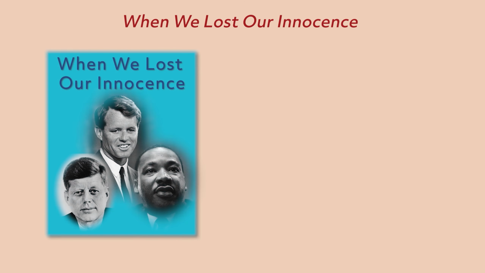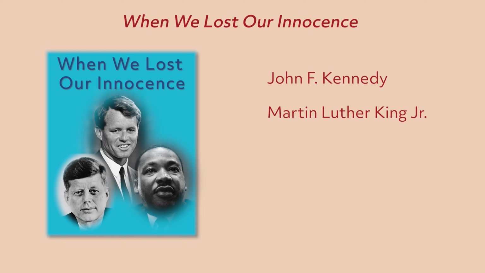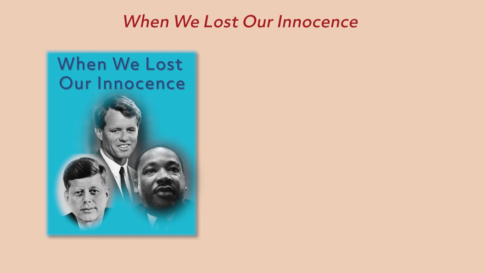So here's a predictive reading example and how you can use all of the information we've talked about to make a prediction. Here's the title of a book, When We Lost Our Innocence. The book cover contains one photo each of former President John F. Kennedy, civil rights icon Martin Luther King, and former U.S. Attorney General Robert F. Kennedy. From looking at the clues in the title and the cover photo, what predictions could you make?